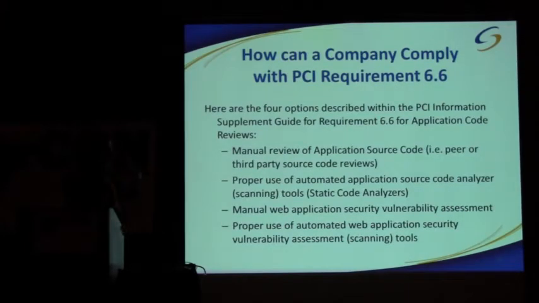So here are the 4 options that you're allowed to do to meet that requirement. So we have the manual review of application source code, peer code review. Could also be third-party reviewing your code. Could also even be some sort of static code analysis, which is the second one as well. You can also do some sort of manual vulnerability assessment. So you can actually pop it through some sort of vulnerability assessor, do whatever. Also, another thing that you can potentially do is use some sort of automated scanning tool.